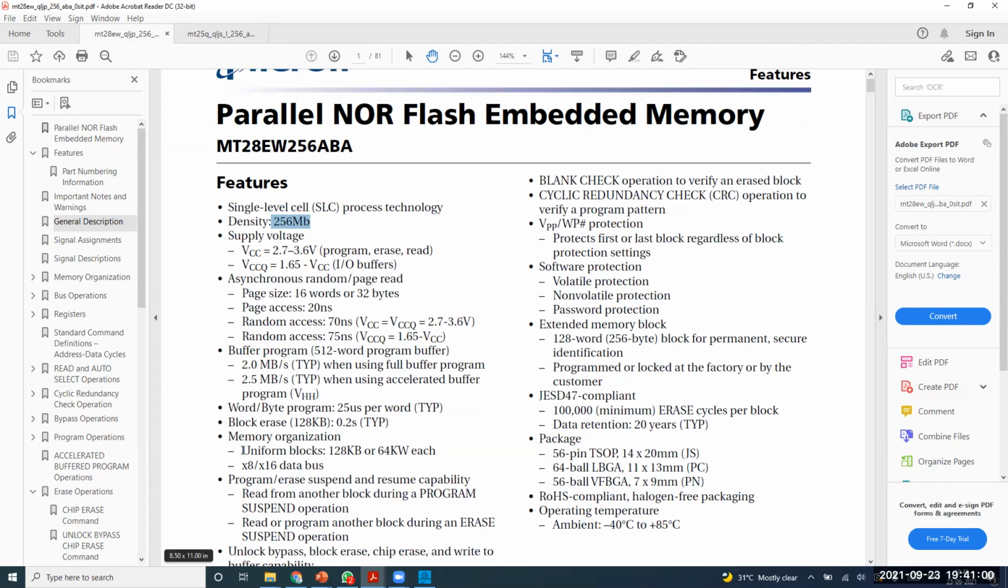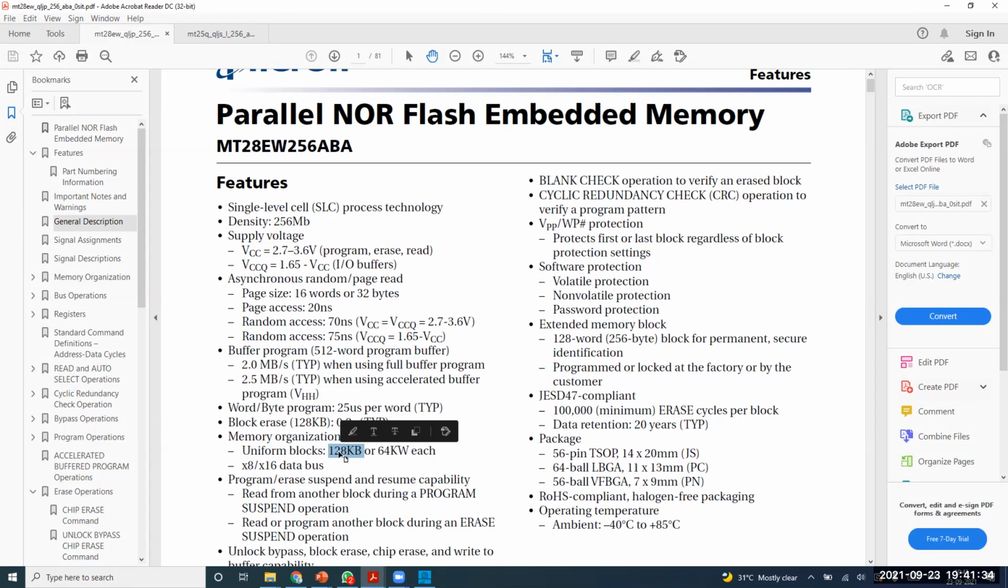Now you see here, uniform blocks. Each block is how much? 128 kilobyte. That means if I have a memory of, let's say, 8-bit, 1 byte, that means 32 megabyte. So this memory is 32 megabyte, 2 power 25. And each block is 128K.